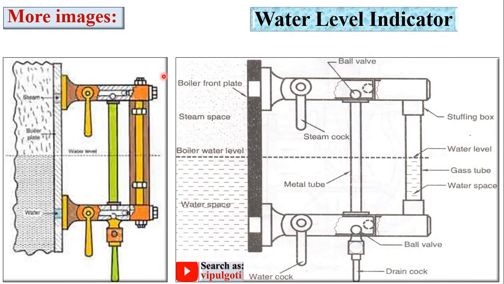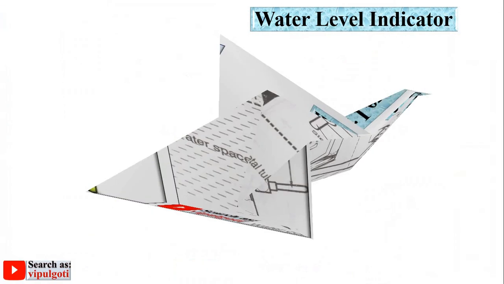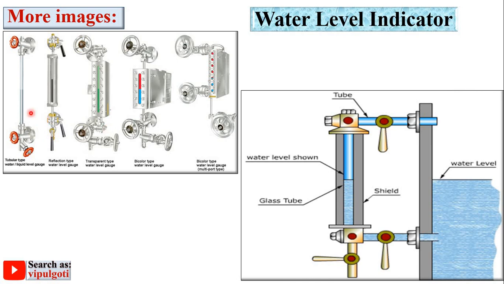More images to understand the water level indicator. This figure you can use in the examination, and this figure is to understand exactly the inside construction of the water level indicator. Next, more images of the water level indicator. These are the types of water level indicator, and here you can see one more image of a water level indicator. Here the metallic tube is not shown.